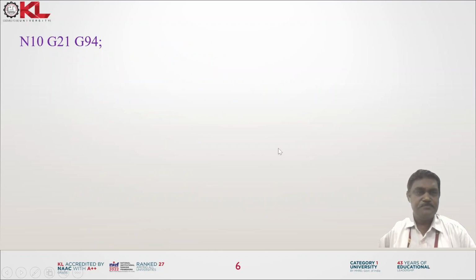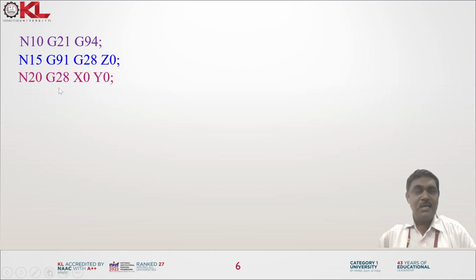Now see the program. N10 G21 G94 and N15 G91 G28 Z0. In earlier videos I explained what N10, N15 indicate; these are the block numbers. If you want, you can see the earlier videos. G28 Z0 sends the tool to the home position, and G28 X0 Y0 sends the workpiece to the home position. Then you can select the particular tool, M06 T01.